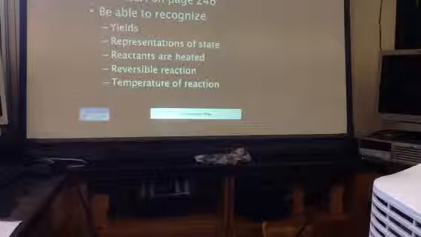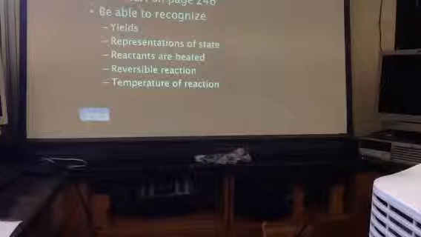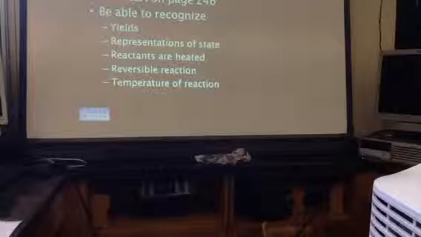What you're going to see there is a list of symbols used in writing equations. Aside from what the notes say, you are responsible for the first three. So the straight ahead arrow, yields. You're responsible for the reverse arrow, the double arrow. You're responsible for all the state signs, the representations of states: the little s, little l, little aq, little g.